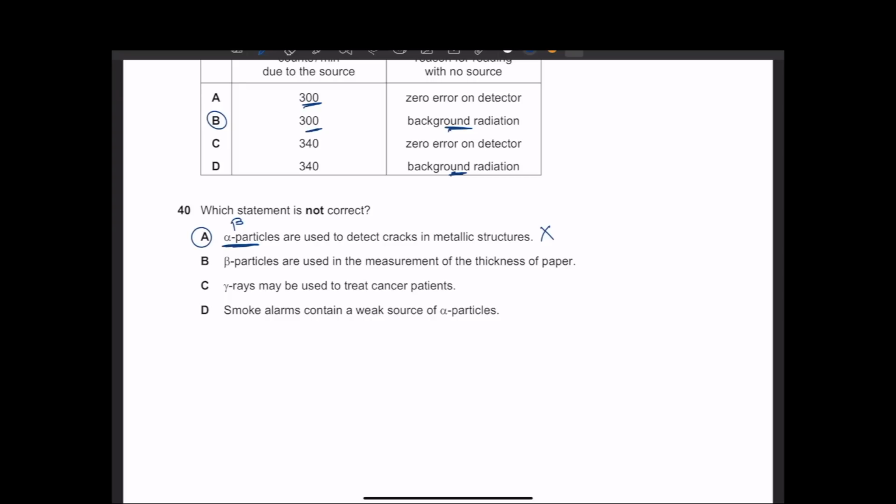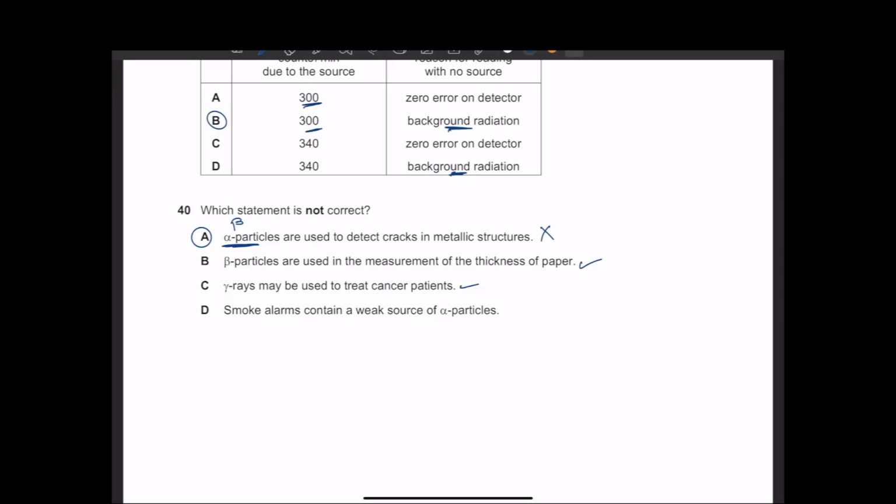Let's see the rest. Beta particles are used in the measurements of the thickness of paper. Yes, because it could pass through the paper itself. So we can figure out the intensity of beta before and the intensity of beta after the paper. So depending on that, we could figure out what is the thickness of that paper. Gamma rays may be used to treat cancer patients. This is correct. It has the ability to kill some cancer cells.